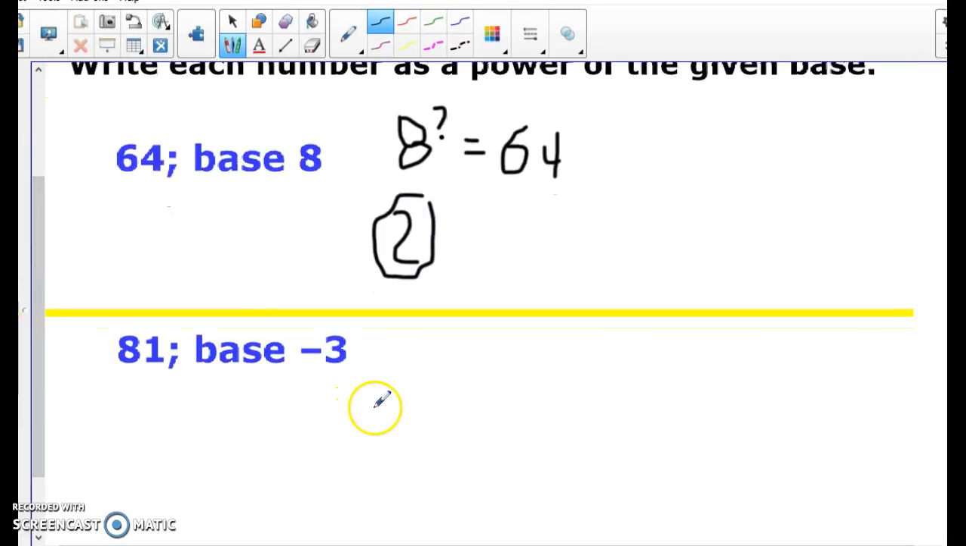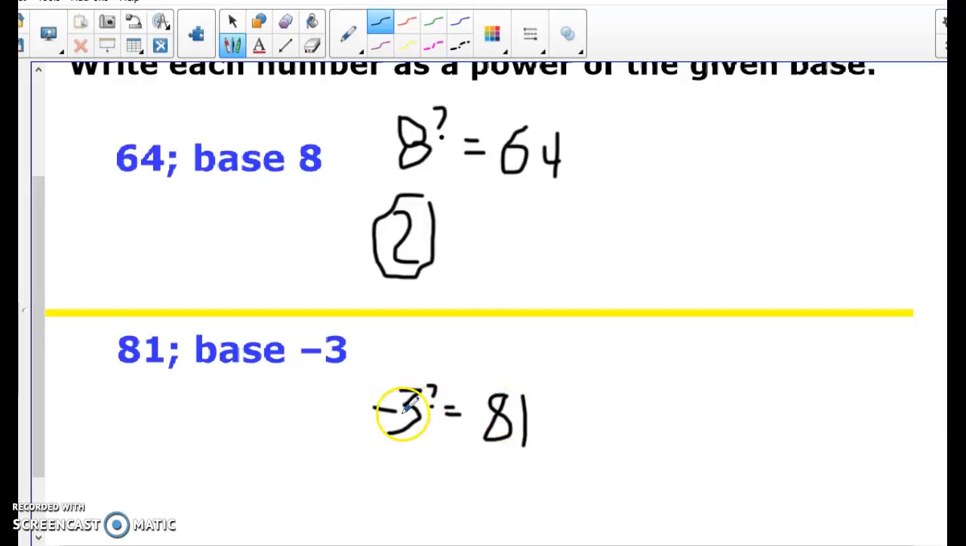Okay, this one I have a -3. Same thing, I don't know which power. It is going to equal 81. Again, I would start low. So this kind of gives me a hint, since I know that it's a positive 81 as my answer. I know my power should be even, because I'm going to be taking -3 an even amount of times to get a positive answer.